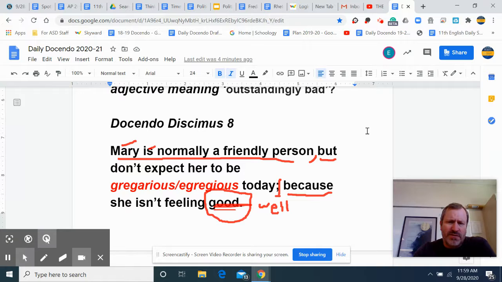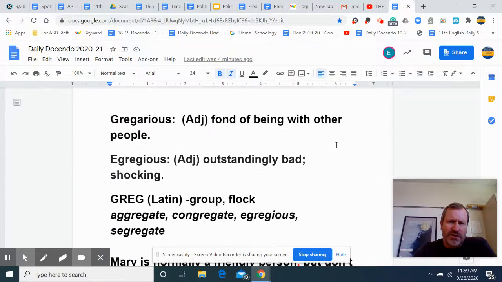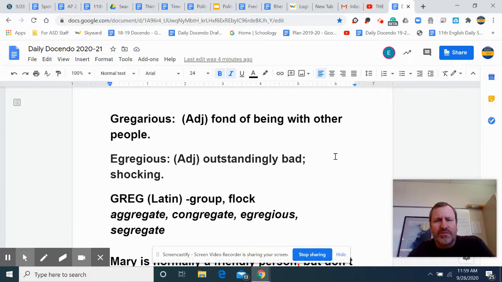Now let's go to the definitions. So gregarious is fond of being with other people. So if you're a very social person, you enjoy being with a group, that's the term gregarious. Now notice that comes from the Latin meaning group or flock, so it makes sense. A group of people, gregarious.